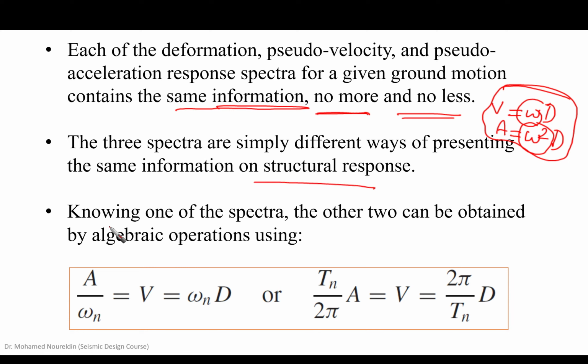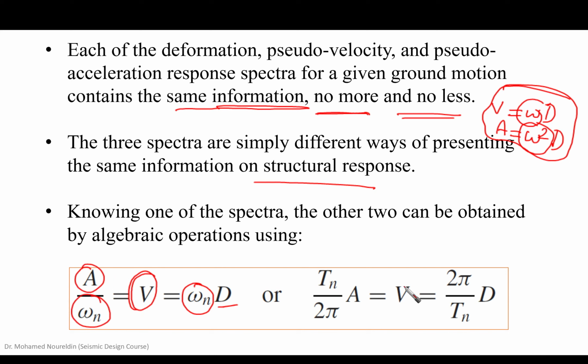Knowing one of the spectra, the other two can be obtained by algebraic operations using the following. Using algebraic operations, we can find that V is related to D through omega n. The pseudo velocity equals omega n times D, and at the same time V equals the acceleration over omega n, right?